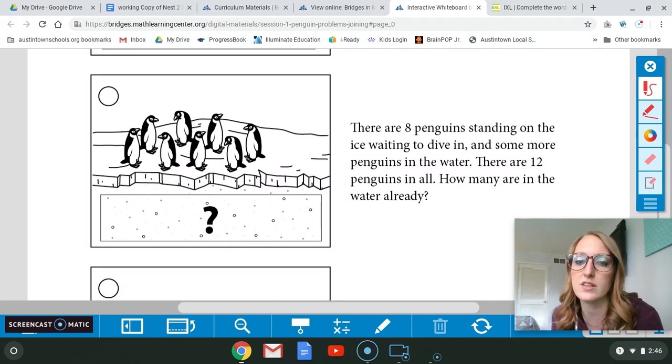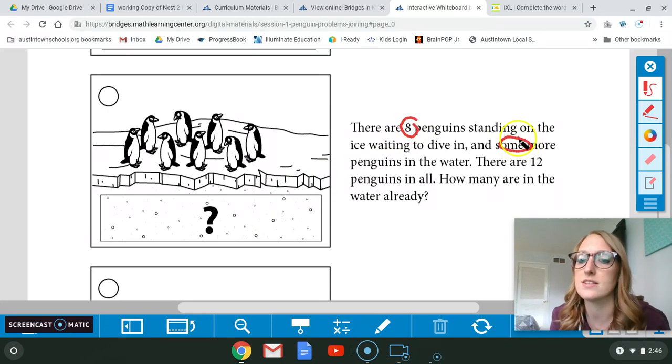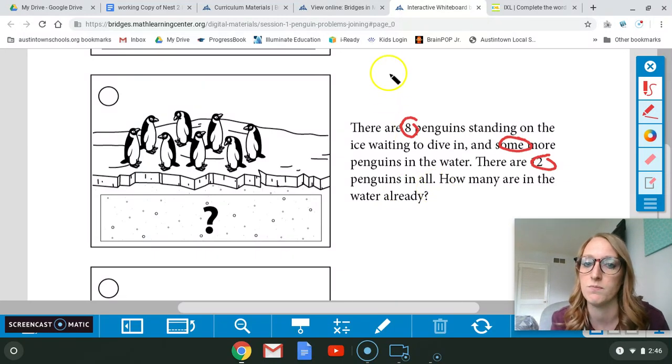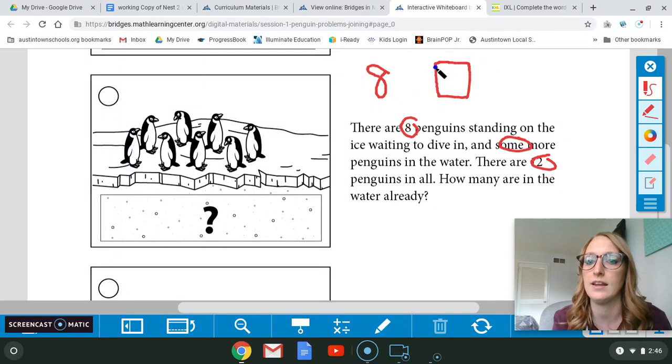Okay, so there are 8 penguins on the ice, and there are some in the water. Okay, and then it says there are 12 penguins in all. How many in all? 12. So it wants to know how many are in the water already. Okay, so let's see. I have 8 right now, right? And then there are some in the water. And that gives me 8 plus the some in the water, equals, how many altogether did they say? The answer is 12.